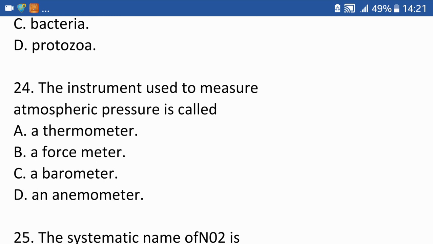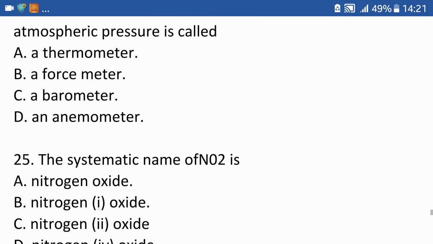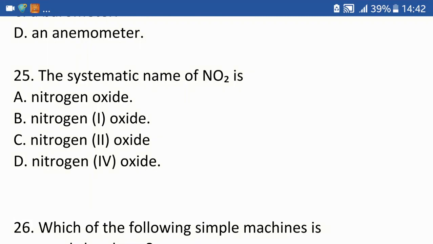24. The instrument used to measure atmospheric pressure is called. The systemic name of NO2 is.